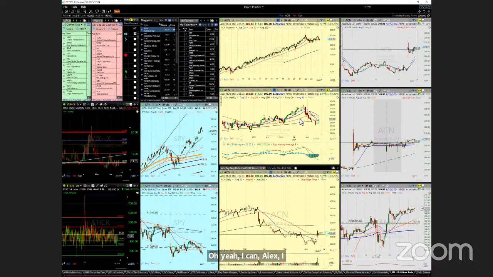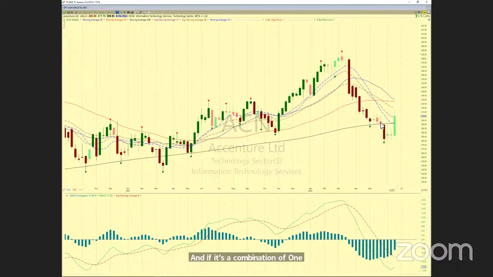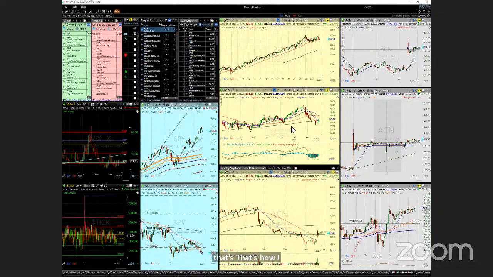I will do that. Basically, I'll just enlarge this chart. If this is moving up and the histogram is above zero, it's dark green. If it's moving down and the histogram is below, it's dark red. And if it's a combination of one being positive and one being negative, it gets a light color. So that's how I use it, and that's predominantly only on the weekly.